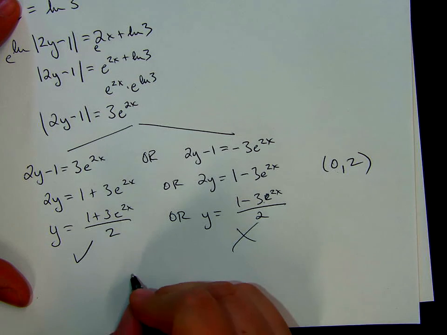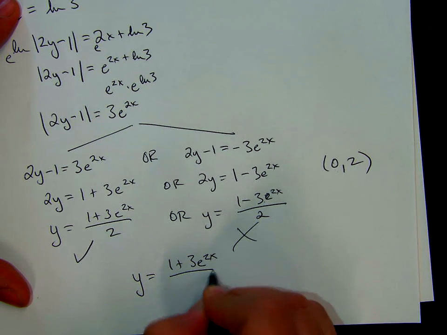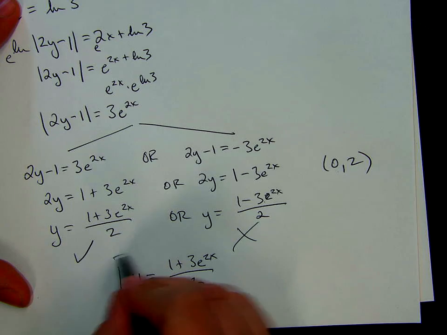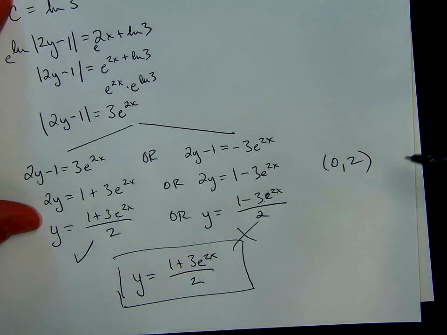So my answer is going to be y equals 1 plus 3e to the 2x power over 2. That one's kind of interesting just because it involves using ln, but also using u substitution.